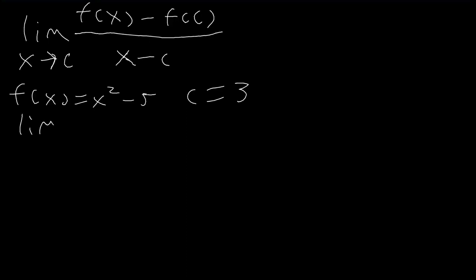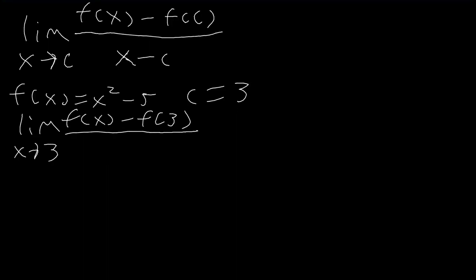So plugging in c equals 3 to the formula above, we're going to have the limit as x approaches c of f of x minus f of 3 all over x minus 3.